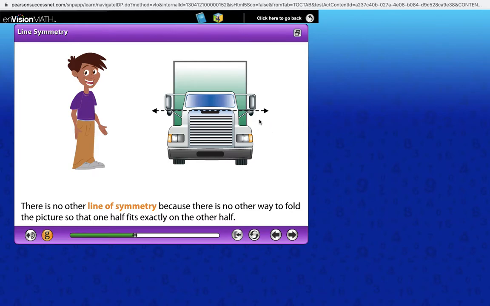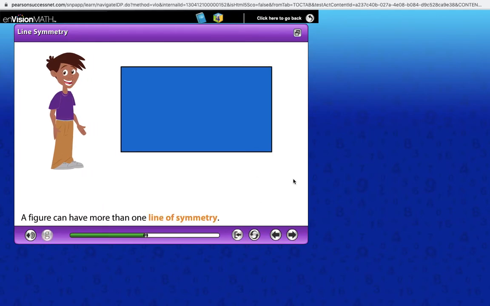Think, if I had this picture, figure, shape, whatever it is, printed on a piece of paper, and I were trying to fold it directly on this line, would the top half fit on the bottom half perfectly? Because if it doesn't, that means it is not a line of symmetry. It has to be the same on one half of the line as it is on the other. A figure can have more than one line of symmetry.